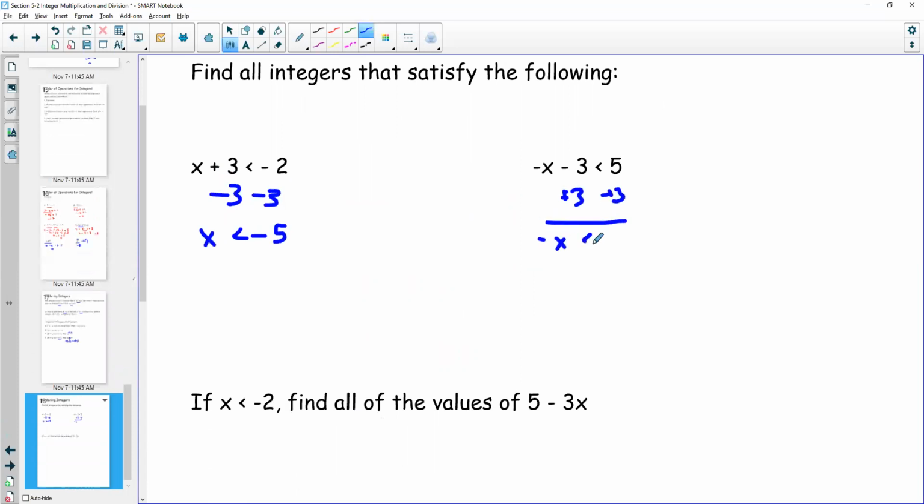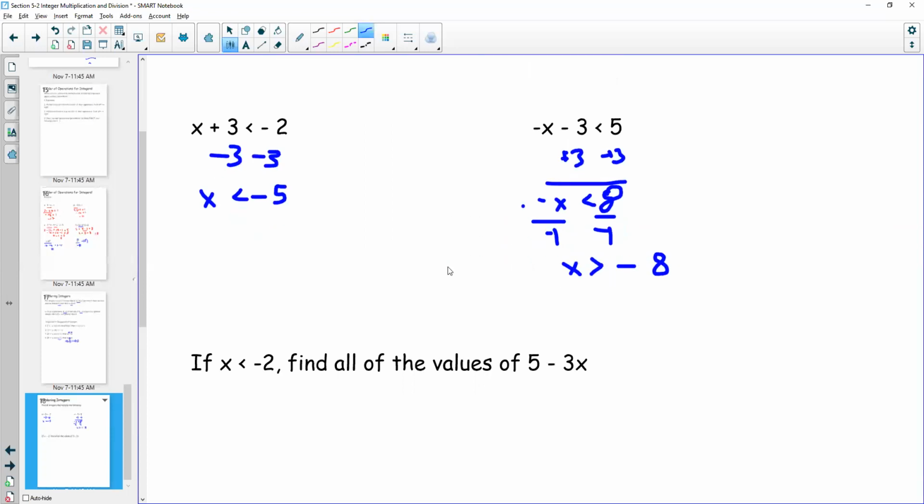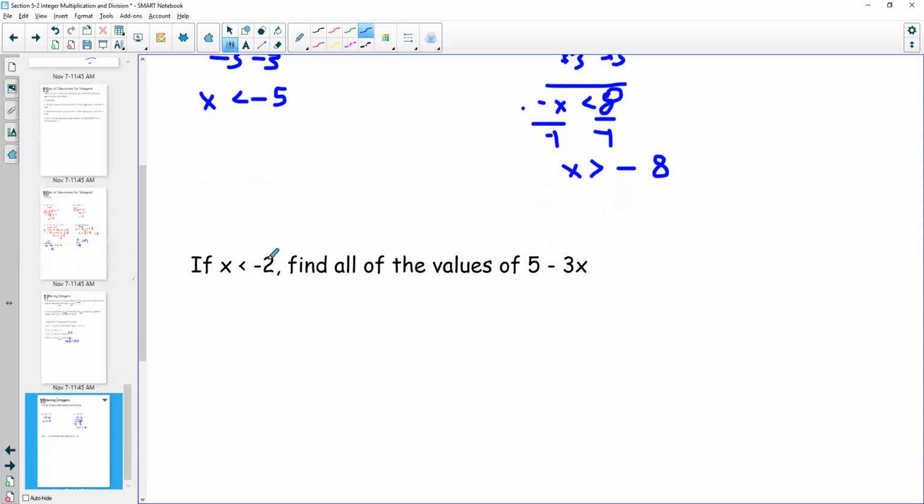-x is less than 8, but what happens when I make this x positive? Technically, I'm dividing through by -1. And when I do that, I have to flip the sign. So x is greater than -8. If x is less than -2, what are the values of 5 minus 3x? Oh, I think I took this one off because it's just a convoluted question.